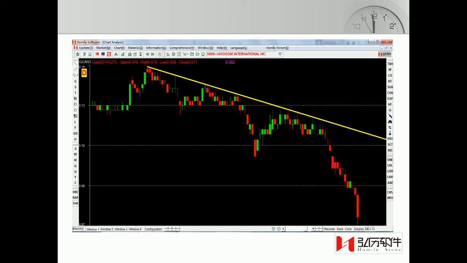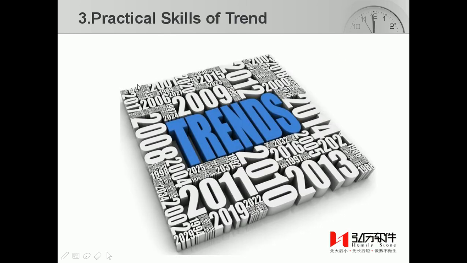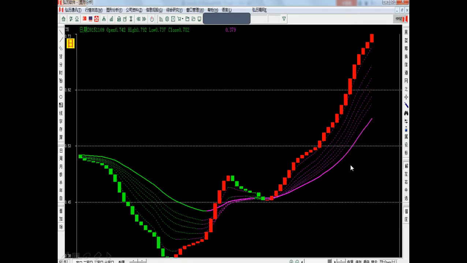So what should we do if we get the downtrend and uptrend? Okay, here is the third part, the practical skills of trend. Here I share a very good indicator for you, that is the trend expert. So let's see this part. Here you can see this is the trend expert indicator. I chose some stock, and here you can see this one.